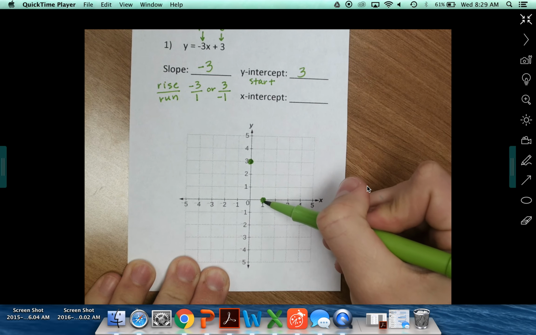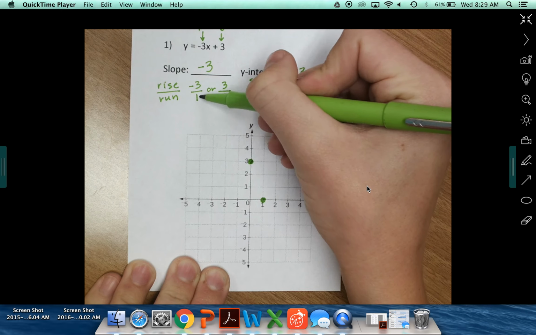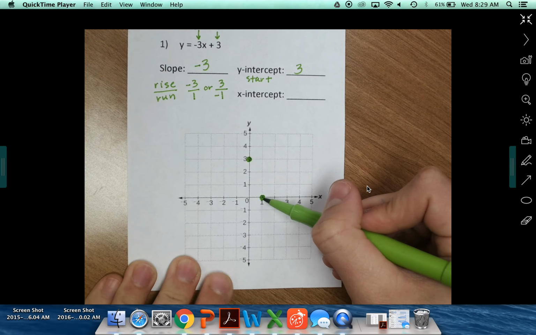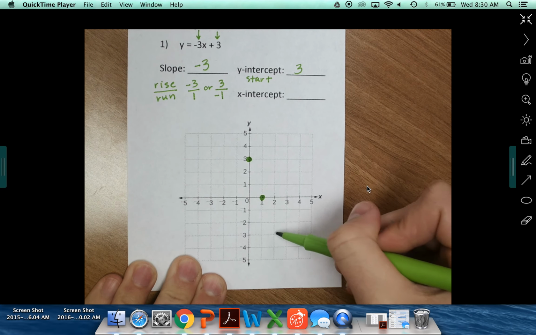I can do the same thing. Down 3, right 1. So a rise of negative 3. So 1, 2, 3. Run of positive 1 to the right 1.